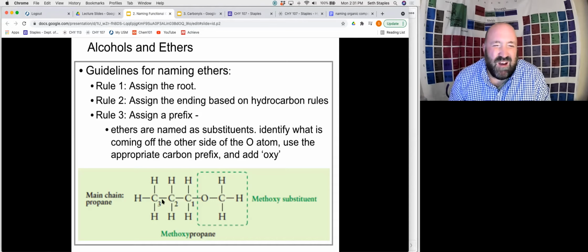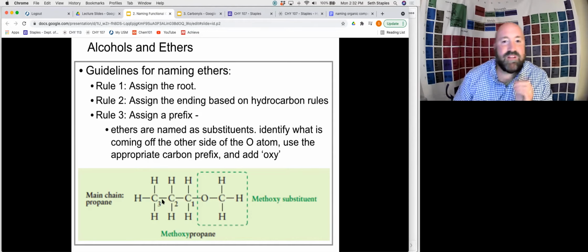And we'll talk about that. Well, actually, we won't get into that numbering that much for this class. We won't go that deep. But just know that if there were double or triple bonds in there, we would name accordingly with the rules that we've already talked about. Now we assign a prefix.